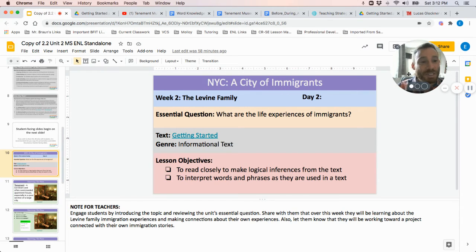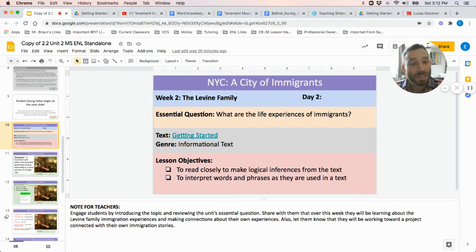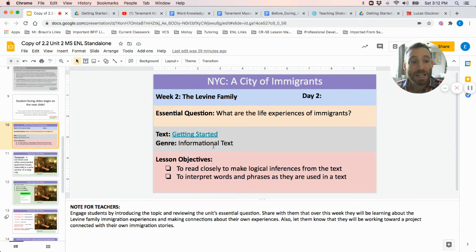This week, we're going to be continuing our study of New York City's immigrants, and continuing our study of the Levine family and what their life was like when they first moved to New York City's Lower East Side in the early 1900s. We are going to be continuing their story, following up our reading of Leaving Home with the next part called Getting Started, what their life was like in their apartments, what their daily life was like when they first started adjusting to New York City's culture.